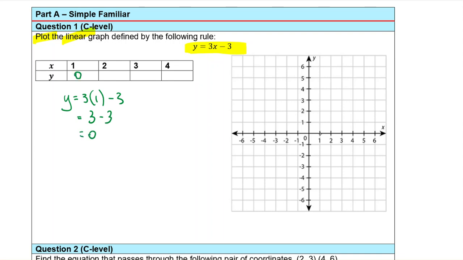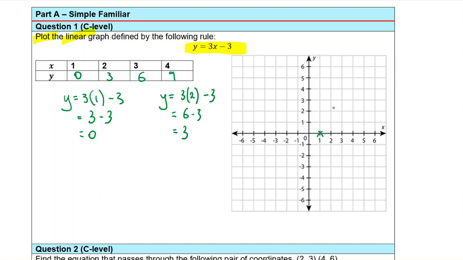I can go ahead and plot that on my graph. When x is 1, y is 0. Then I'll do the same thing. Wherever I have x, I'm going to put 2 in there. So y equals 3 times 2 minus 3. So that's 6 minus 3, and that's 3. All right, then the next one is I'm going to substitute 3 in there. I know 3 times 3 is 9. 9 minus 3 is 6. And if I substitute 4 in there, I should get 9.